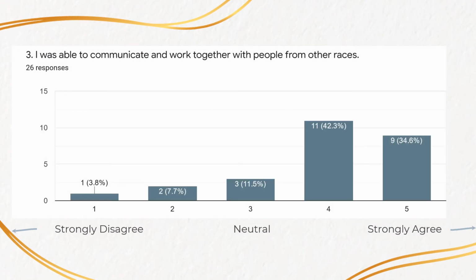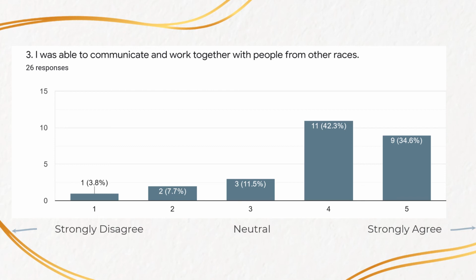For question number 3, we ask if they are able to communicate and work together with people from other races. We can see that there aren't that many respondents who are not able to work together with people from other races and not able to communicate. There are only 2 responses in disagree and 1 in strongly disagree.